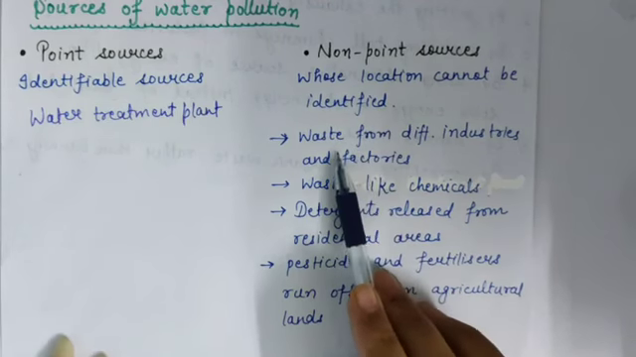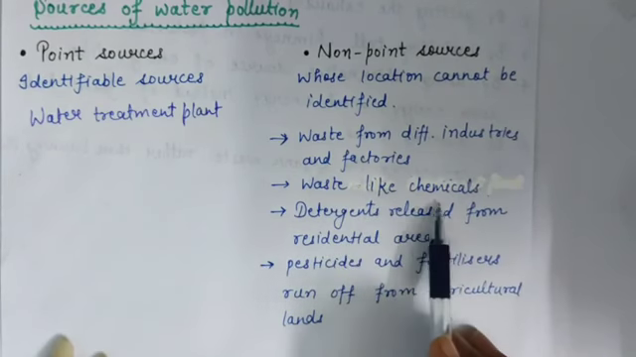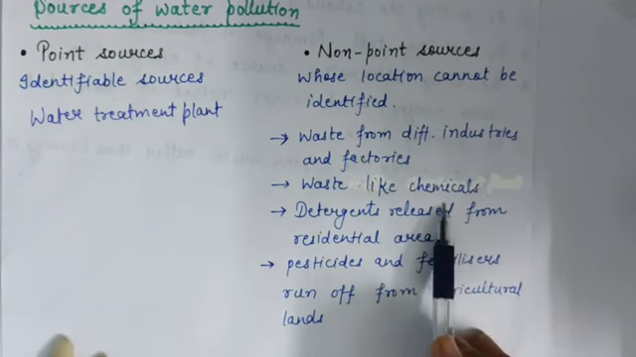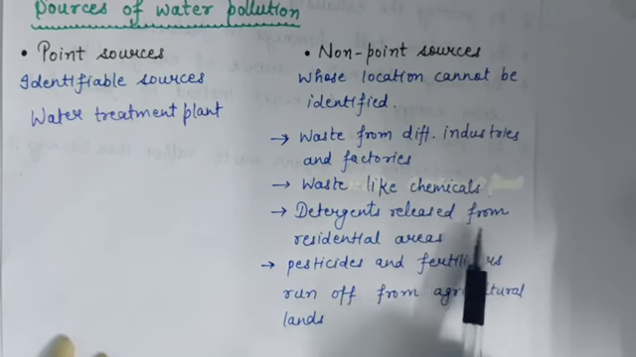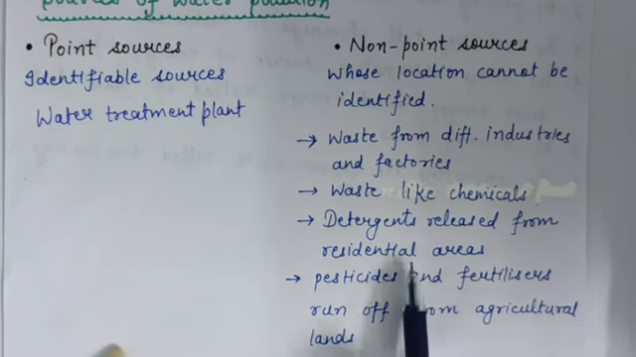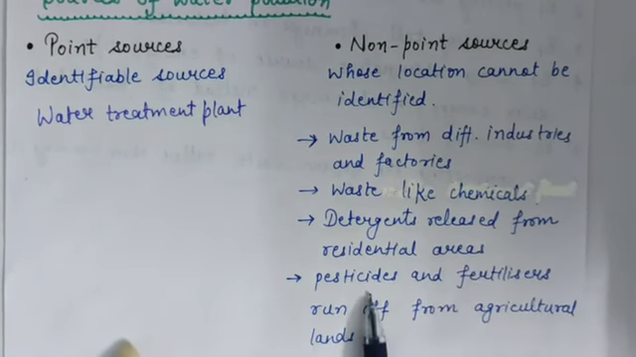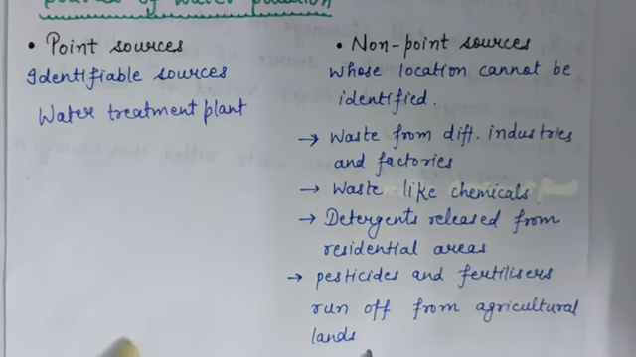For example, waste from different industries and factories, waste like chemicals, drugs and paints from different industries are discharged to nearby water bodies and polluting them, and detergents released from residential areas. In these cases, they do not discharge waste at a certain location. Pesticides and fertilizers run off from agricultural land. It is also an example of non-point sources.